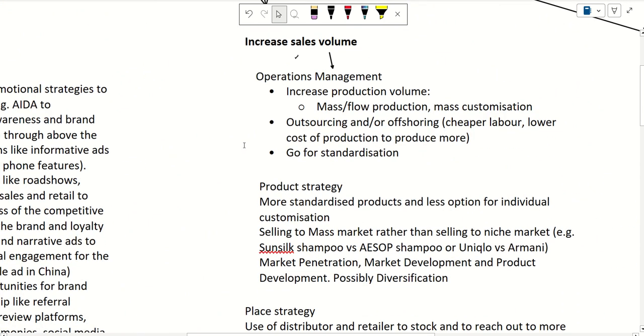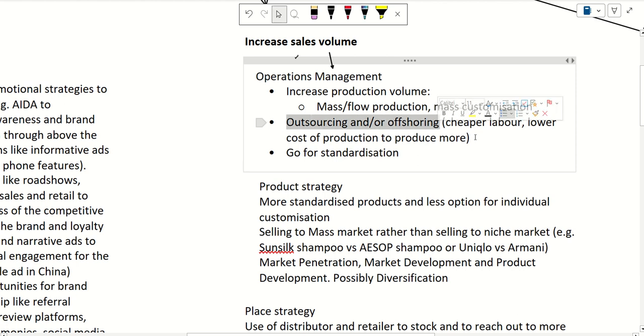Okay, increasing sales volume. Right, so increasing sales volume has only one objective. I want to sell more, and that is the key objective, and we want to keep that objective in mind. Right, operations management. You want to increase production volume, okay, so that you can actually sell more. Right, you cannot sell more if you don't have the supply or the products to sell more. It doesn't make sense. Although we are not testing you for this, sometimes it pays good to actually know what it is, because it can come in useful, right? Outsourcing and offshoring. What's the difference?